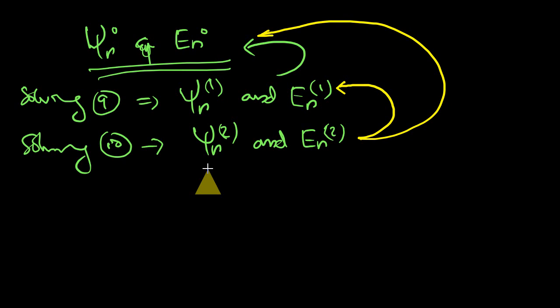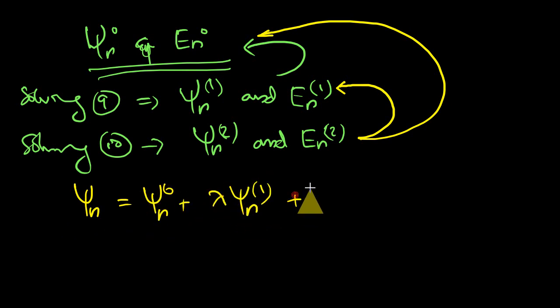Now, once we have found up to en2, we can get the expression for psi n and en. What is the expression for psi n? Psi n is the wave function for the perturbed system, and psi n is equal to psi n0 plus lambda psi n1 plus lambda square psi n2, right?